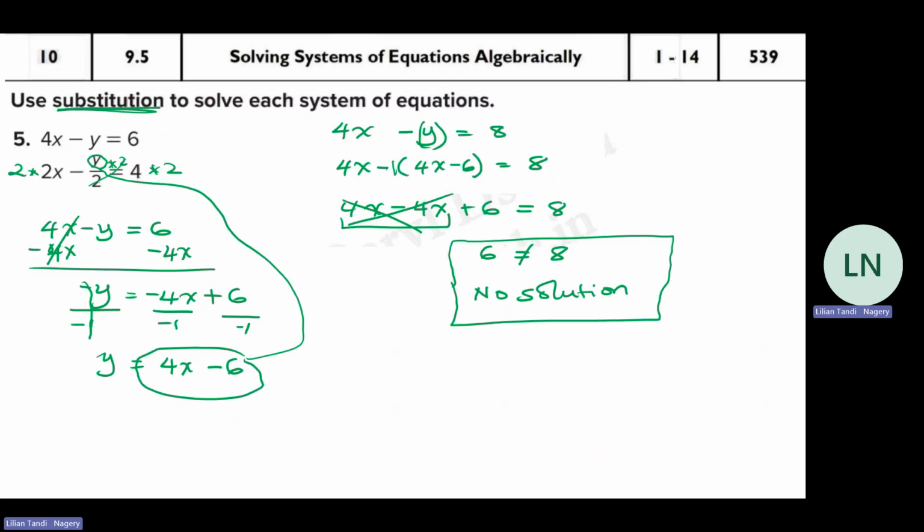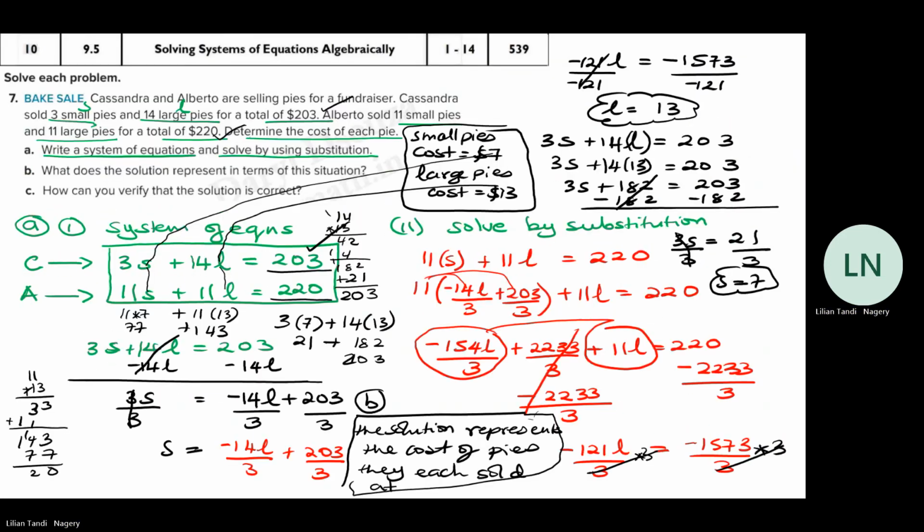So yes, this is 220. So we are correct. Okay. So that's how you have to show. Part C, you have to substitute, add, and you get your answer to prove that you're correct.